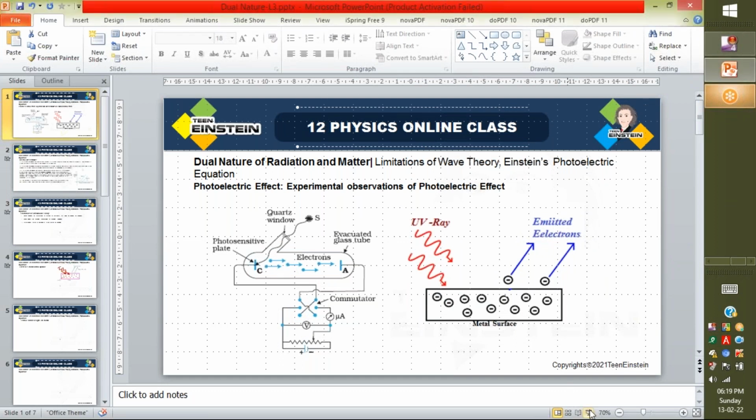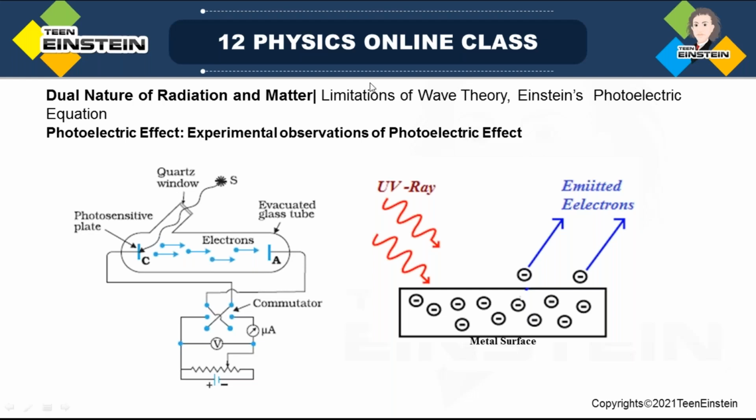So, let me just make it a slideshow. Today's topic will be to discuss how wave theory failed to explain the photoelectric effect, or in fact the observations we see in the photoelectric effect, and then how Einstein's photoelectric equation, or Einstein's explanation with the quantum nature of radiation, helped us to understand and explain the photoelectric effect.